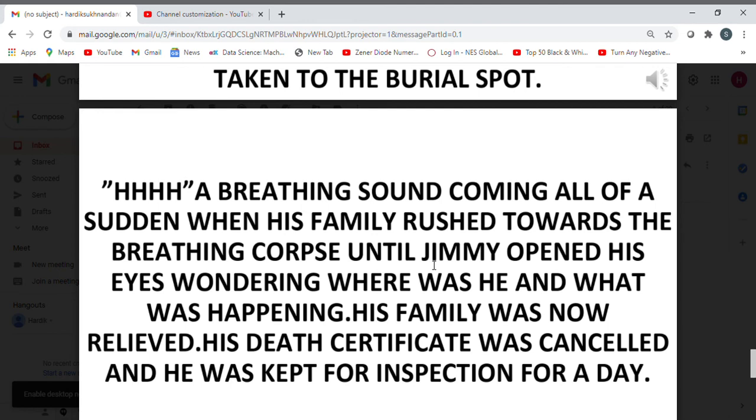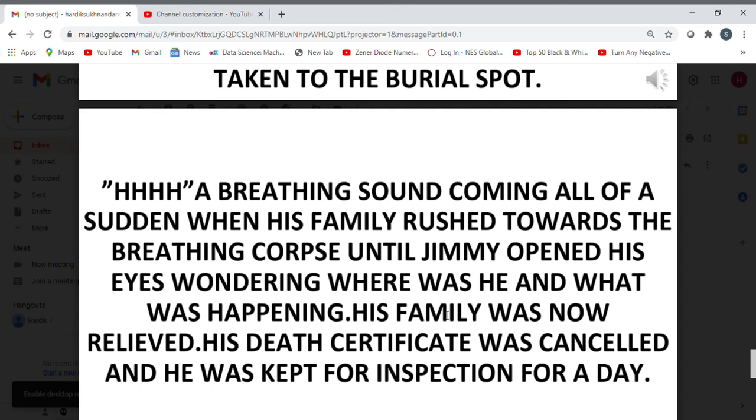A breathing sound came all of a sudden, and his family rushed towards the breathing corpse until Jimmy opened his eyes, wondering where he was and what was happening. So now they heard Jimmy's corpse breathe. But sometimes corpses breathe, so that's why there's an extra line here that his eyes opened, because corpses breathe sometimes, and when his eyes open it's pretty much sure that yes, he's alive now.